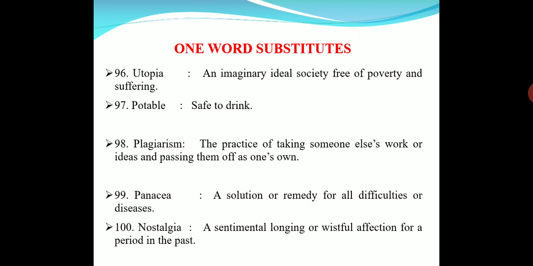Utopia. Utopia means an imaginary ideal society free of poverty and suffering. We can't find such a society where there is no poverty and there is no suffering. No, and everywhere there is suffering, there is poverty. But in imaginary society, it is not there. That imaginary society is called as utopia. Potable. Potable water means safe to drink. It can be. We can drink it.